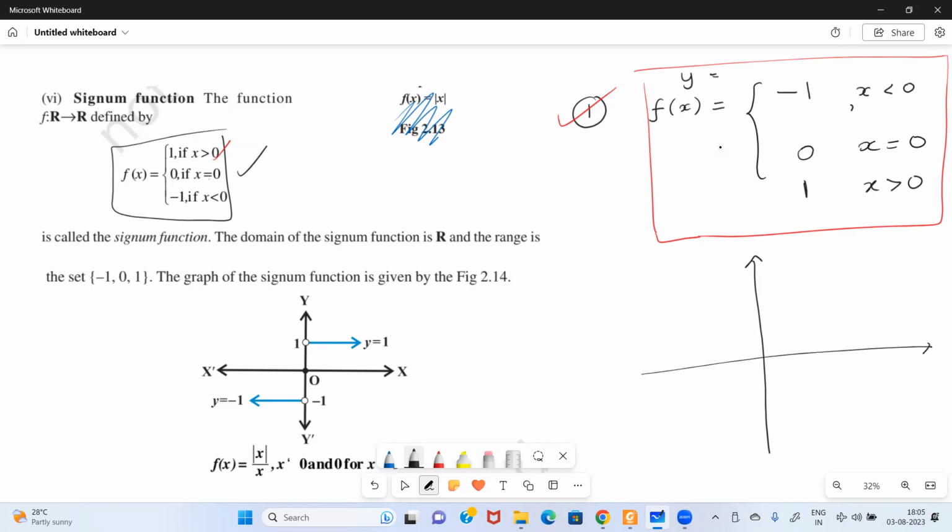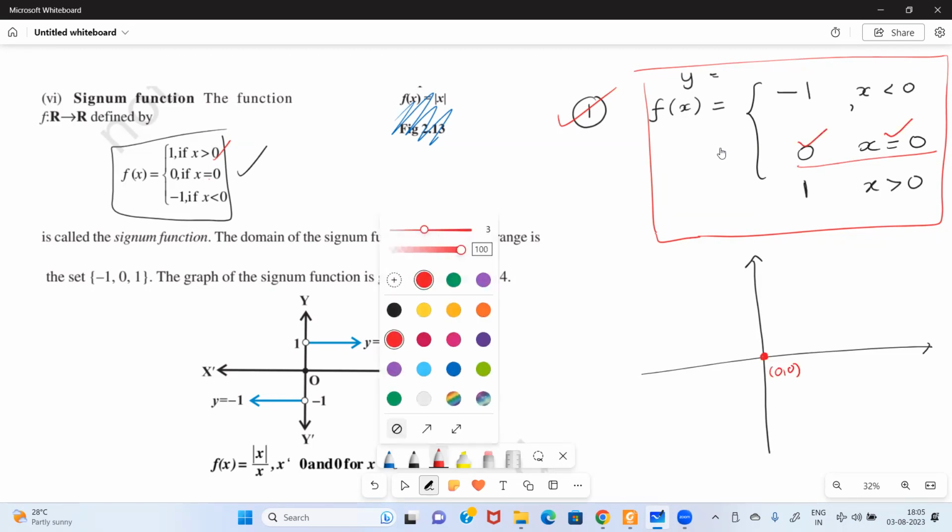Very simple. When x equal to 0, the value is 0. So 0, 0 is a point. Clear, guys? When x is 0, what is y? 0.